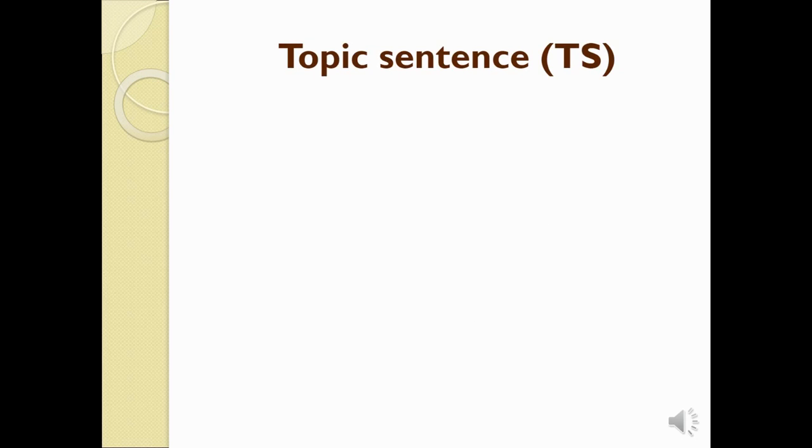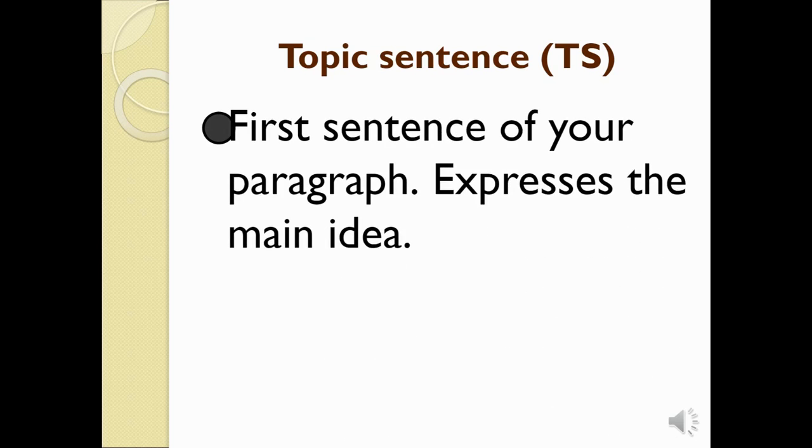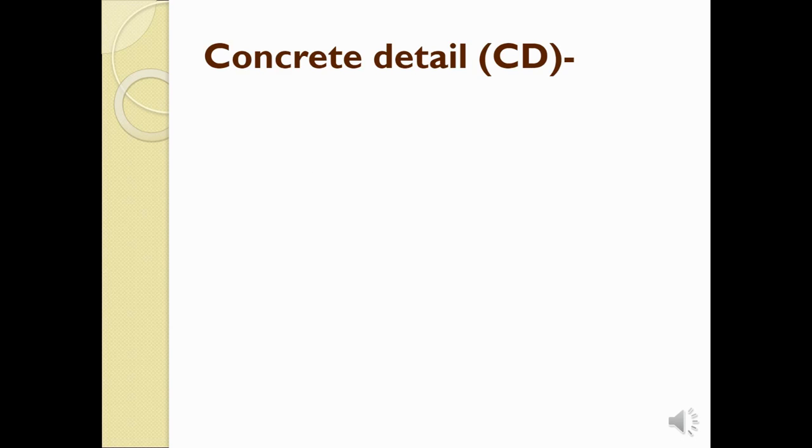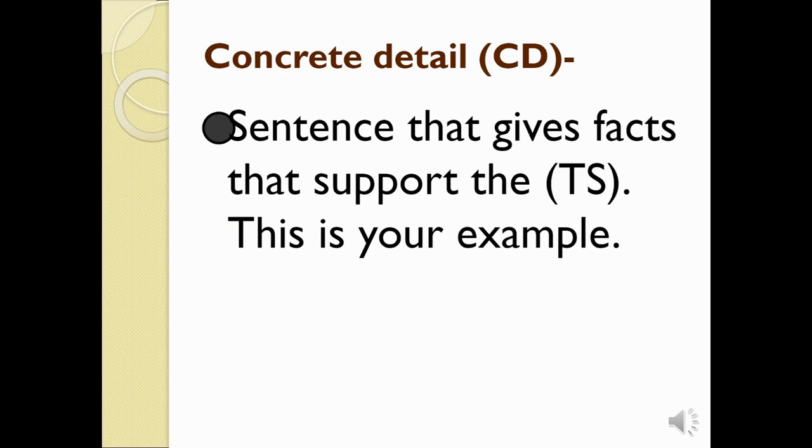The first part is the topic sentence. And this is the sentence that expresses the main idea of your paragraph. Next, we have something called a concrete detail. And it's important to pay attention to these abbreviations, CD, because sometimes we will only be using the abbreviations and you'll need to know what they mean. So a concrete detail is basically an example sentence that gives you facts to support the topic sentence. This is your example. So you'll have your topic sentence, then you will give an example.